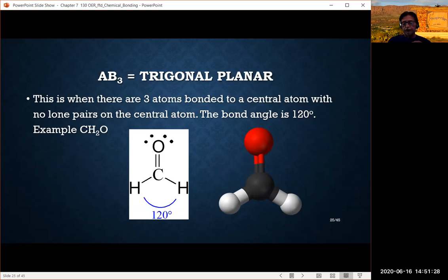Then we have this. This is the structure of formaldehyde. You may be familiar with formaldehyde. This is what it looks like. This is called AB3, trigonal planar. Okay, 120 degrees all the way around the central atom.